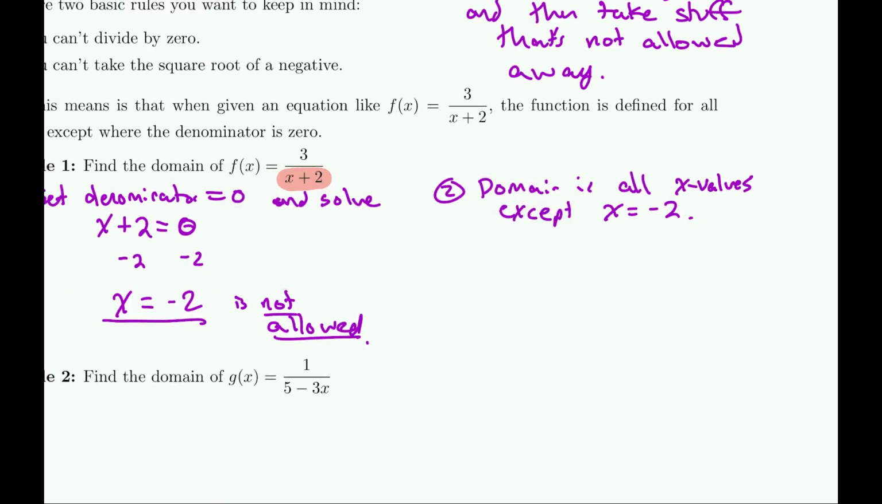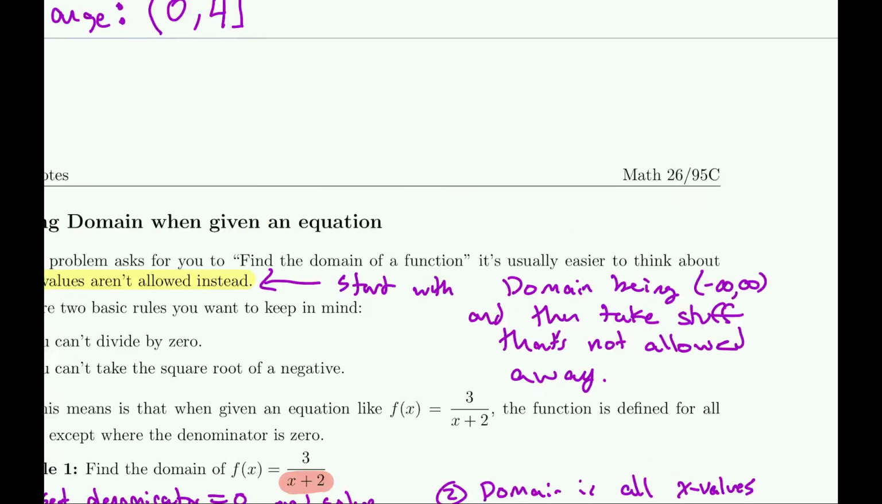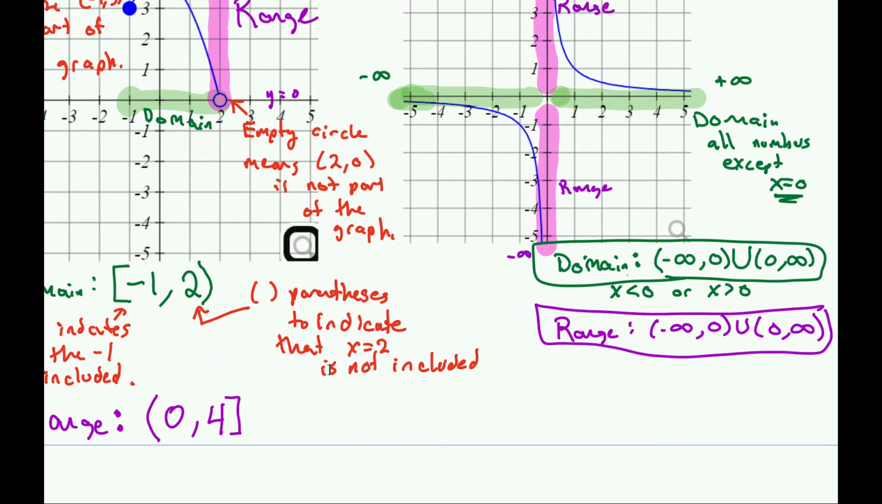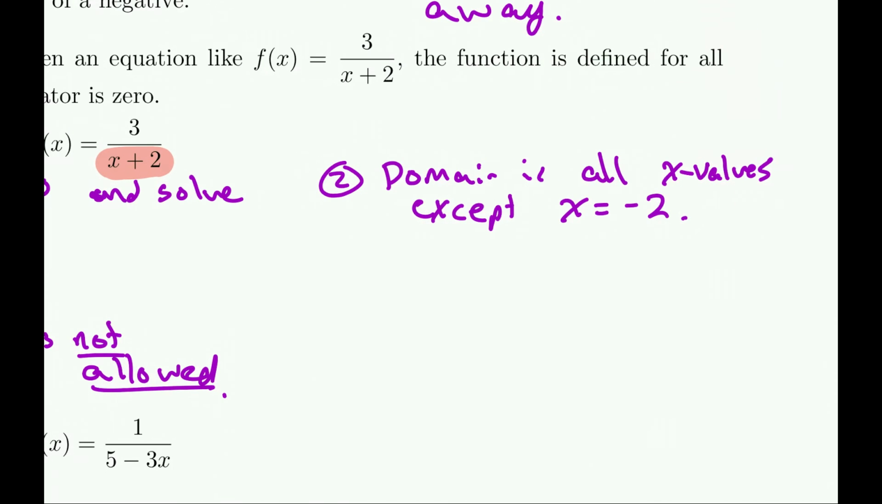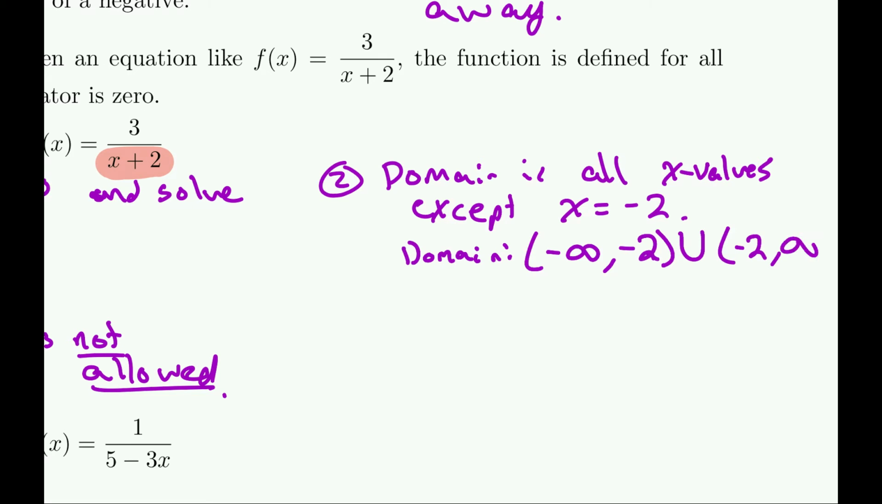Now, how are you going to write that? Well, we already have seen an example of how to write that up here. This right here is how you write all of the x values except 0. So all you do is copy this notation, but you put a -2 where that 0 is. And that's how you say everything except -2. So we say the domain is from -infinity up to -2, union -2 up to infinity. And you have to make sure to use parentheses because we do not want to include the -2.